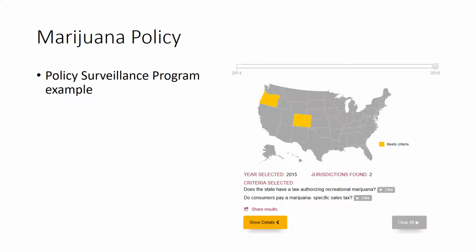But through this system, you not only get whether marijuana is legal recreationally, but you can also identify the other attributes of the law, which may not be very apparent, but which may be very important in terms of marijuana control policy.